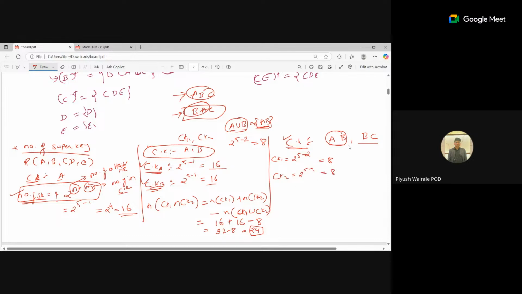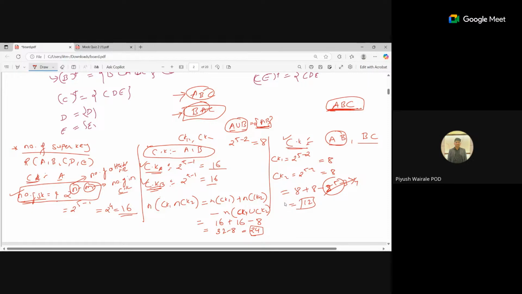Now what about the combinations here? CK1 union CK2 is basically what? ABC, right? So using these three attributes, how many keys are we getting? 4, right? So we can say that is 8 plus 8 minus 2 to the power 5 minus 3, that is basically 4. So 8 plus 8, 16 minus 4 is basically 12.